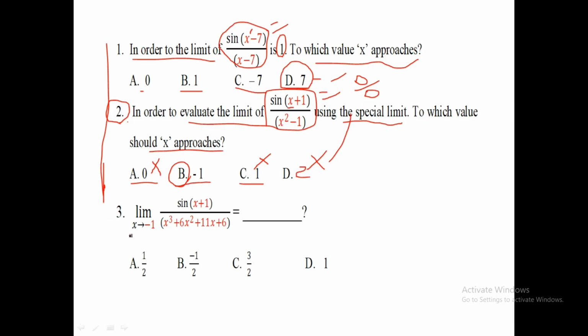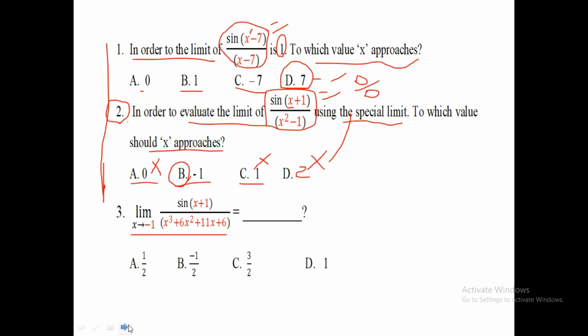Example 3. What is the limit of sine of x plus 1 over x cubed plus 6x squared plus 11x plus 6 as x approaches minus 1? A, 1 over 2; B, minus 1 over 2; C, 3 over 2; D, all. So take some time to calculate which one is the correct answer, the limit of this function. Just apply.